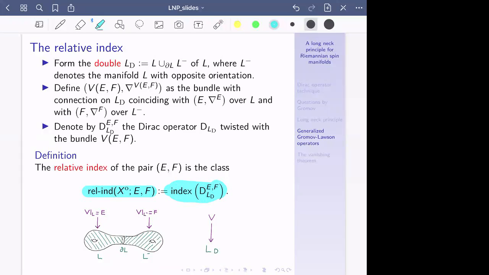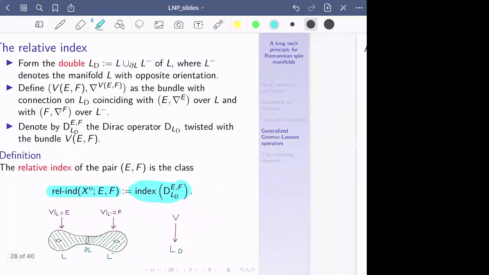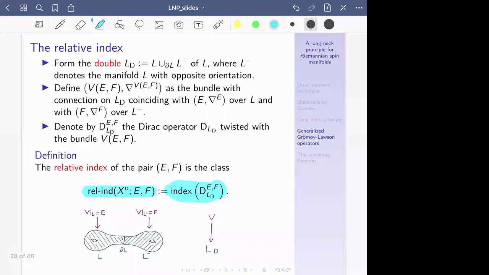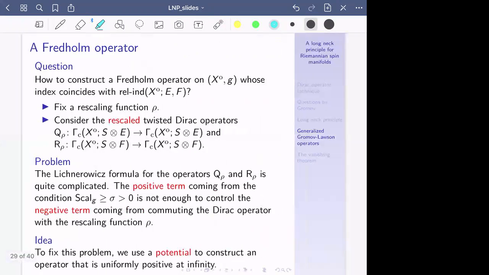Now, all right. So, in other words, this is the way the topological information is going to be encoded. Now, I want to explain how the topological information is related to the metric information, to the geometric information. So in other words, the question is how to construct a Fredholm operator on X naught whose index coincides with the relative index that we just defined.